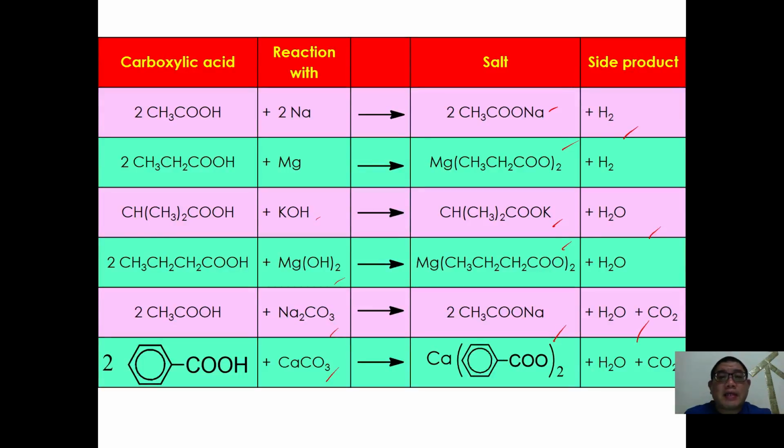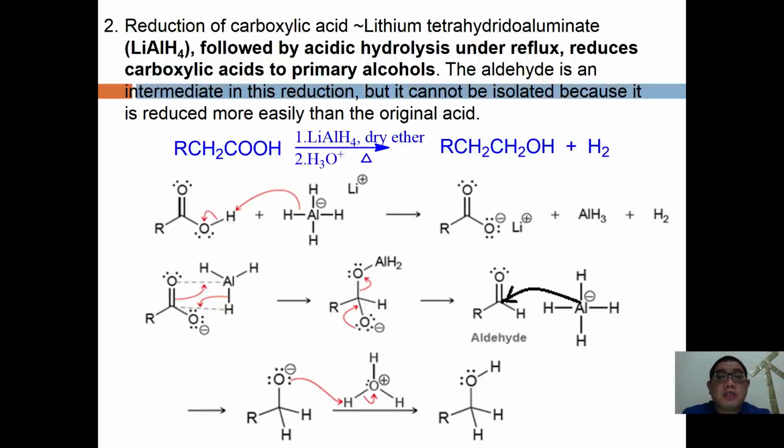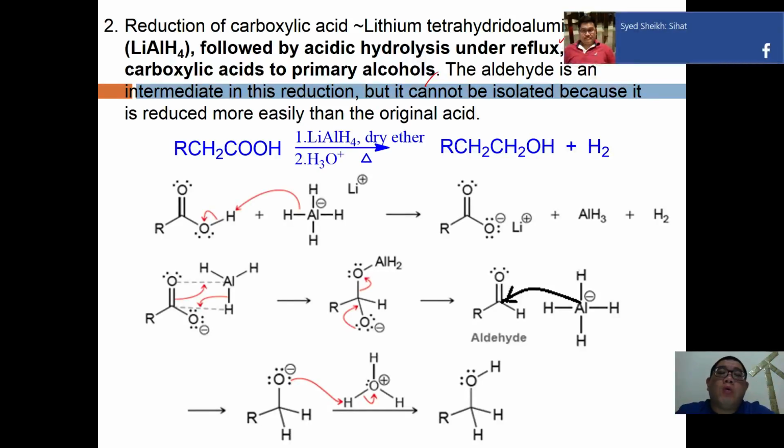Let's have a look at the second chemical property of carboxylic acid, which is the reduction of carboxylic acid. By using a strong reducing agent such as lithium tetrahydroaluminate followed by acidic hydrolysis under reflux, carboxylic acid can be reduced to become primary alcohol. In this process, aldehyde is formed as an intermediate, but it cannot be isolated because it is easily reduced to alcohol, and it is easier to reduce aldehyde compared to carboxylic acids.